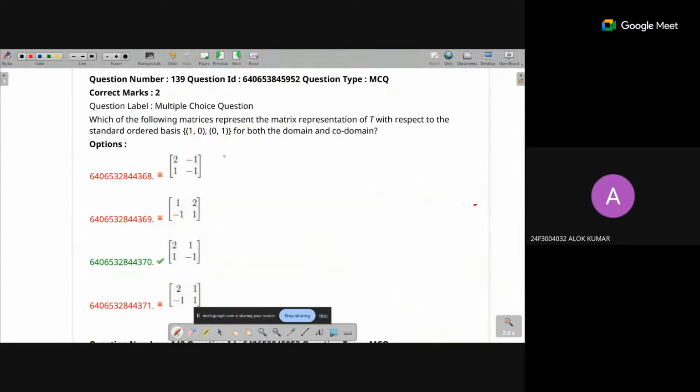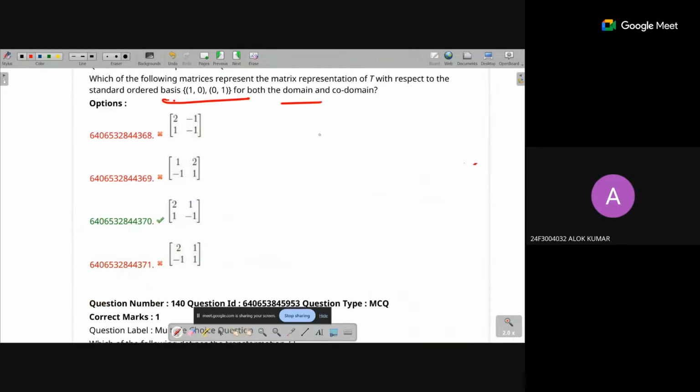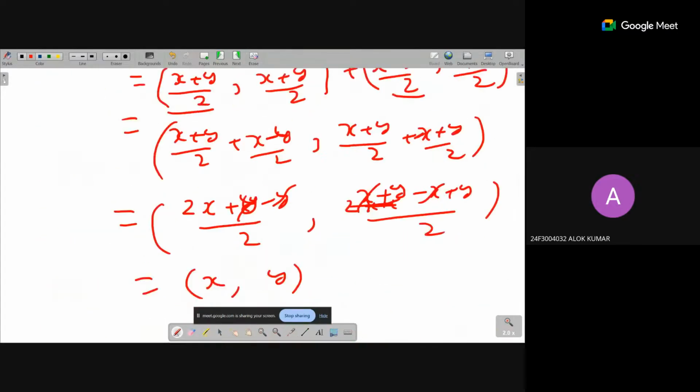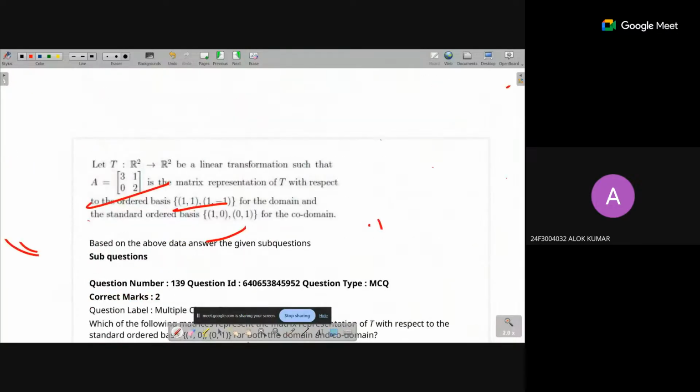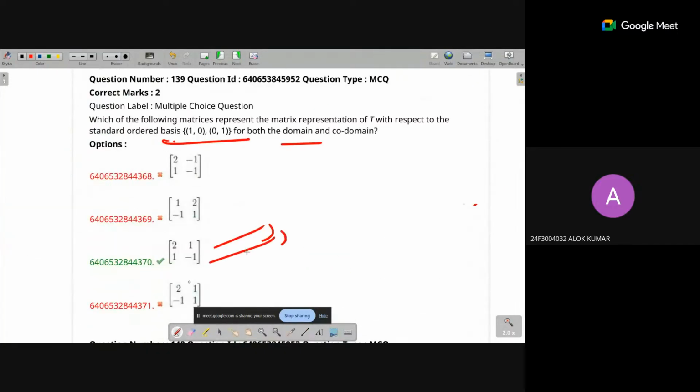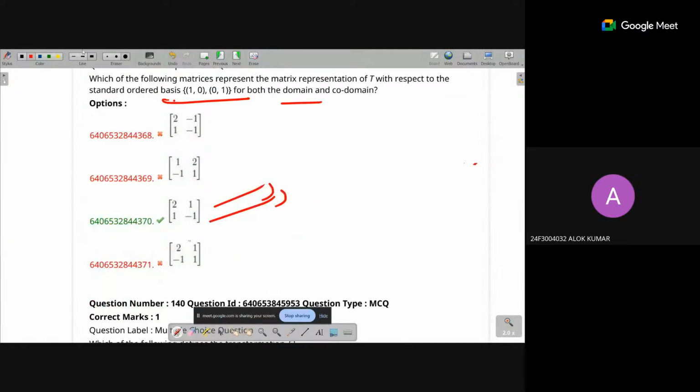And now the question is asking, if I take the standard ordered basis for the domain and codomain, what would be the matrix? The matrix could be different, but the transformation would be the same. The rank is same, the column space is same, the null space is same. So for this ordered basis, the matrix, rank and null space will be the same. So you calculate from any matrix.